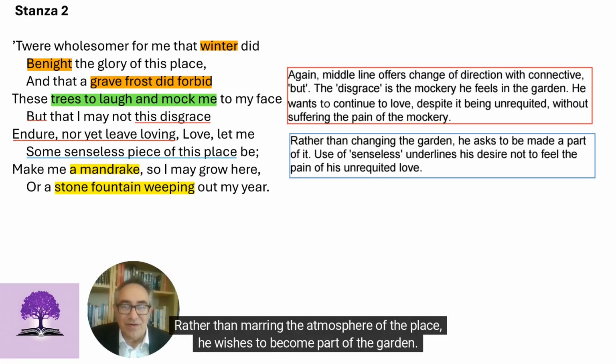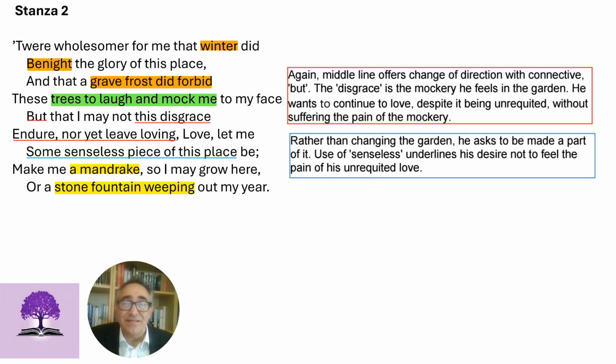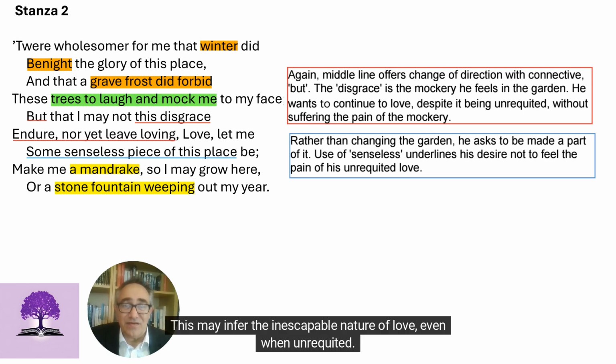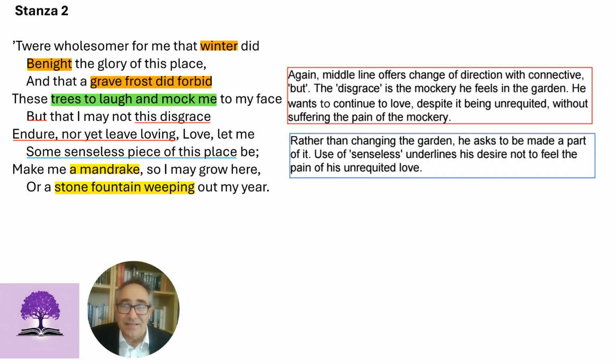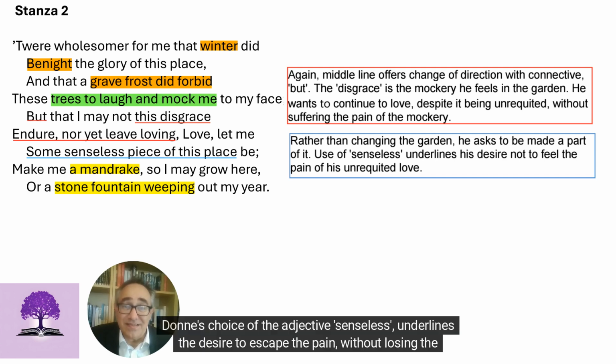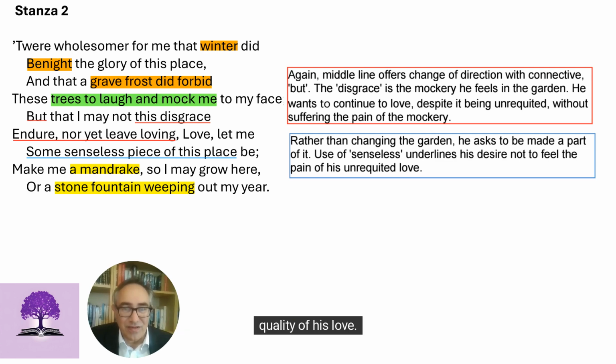Rather than marring the atmosphere of the place, he wishes to become part of the garden. Interestingly, he wants to continue to love, despite it being unrequited, without suffering the pain of the mockery. This may infer the inescapable nature of love, even when unrequited. Donne's choice of the adjective "senseless" underlines the desire to escape the pain without losing the quality of his love.